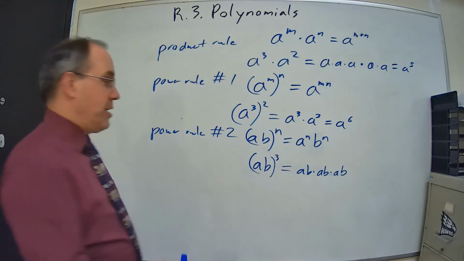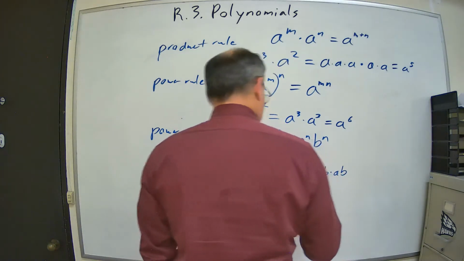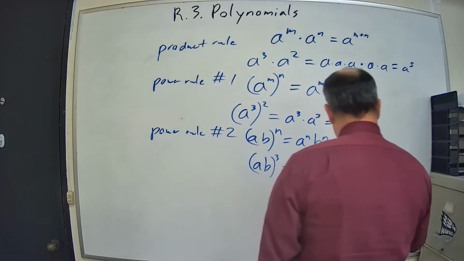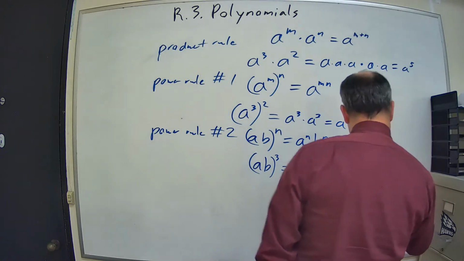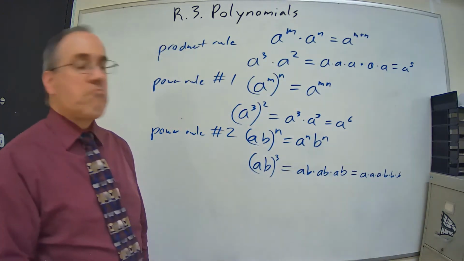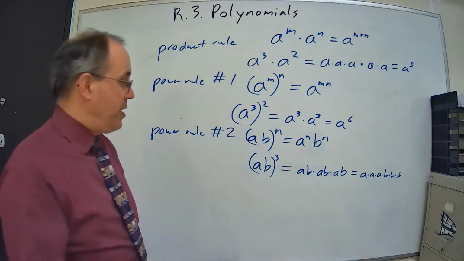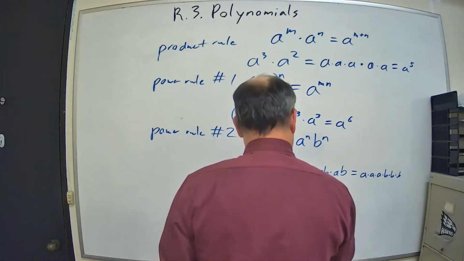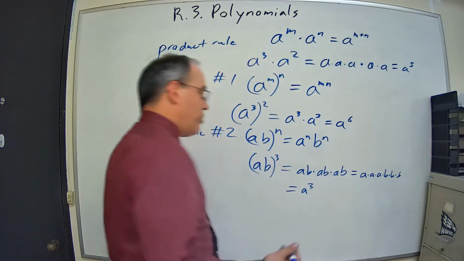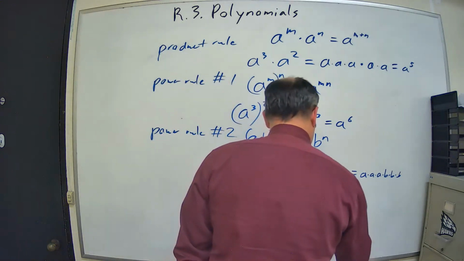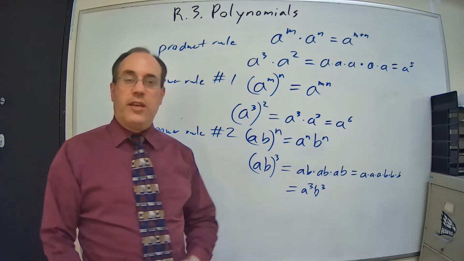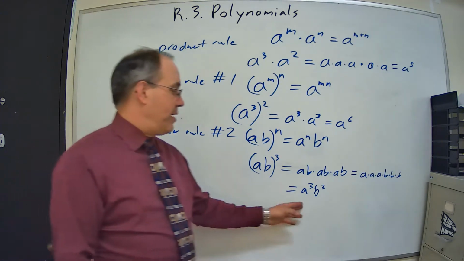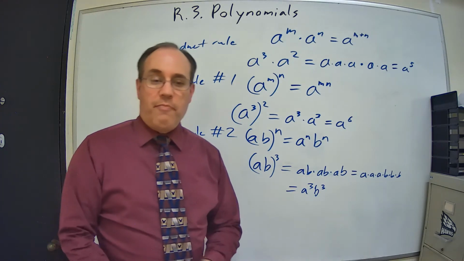The commutative property says I can move those multiplications around, which gives me a times a times a times b times b times b. 3 a's gives you a cubed. 3 b's gives you b cubed. And we see ab cubed, you can distribute the cube throughout: a cubed, b cubed.